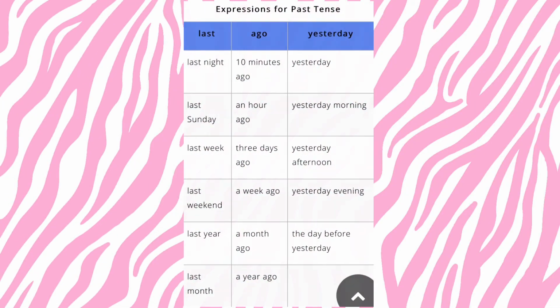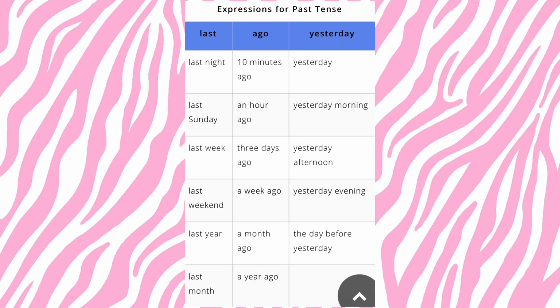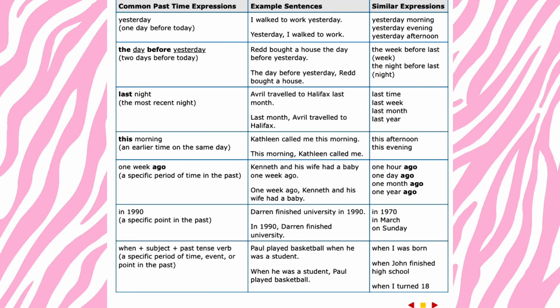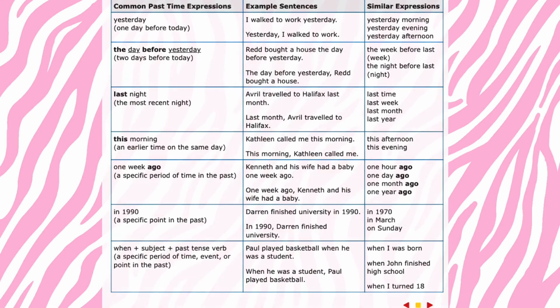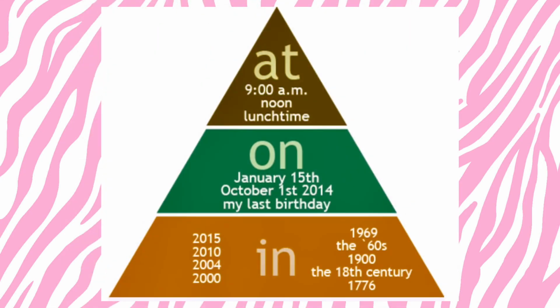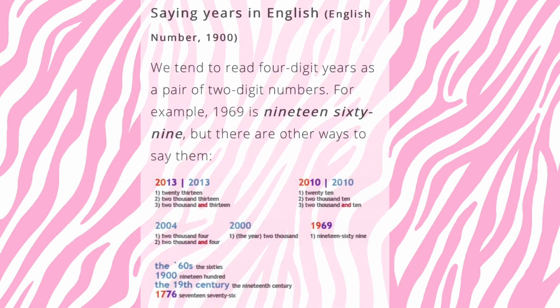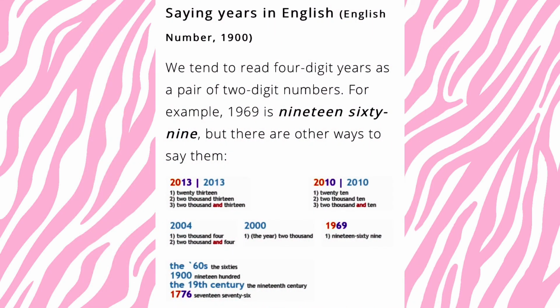Okay, so this is the conclusion for expressions for past tense. You can see there, I put out the example sentences. Add on in. How to say years in English.